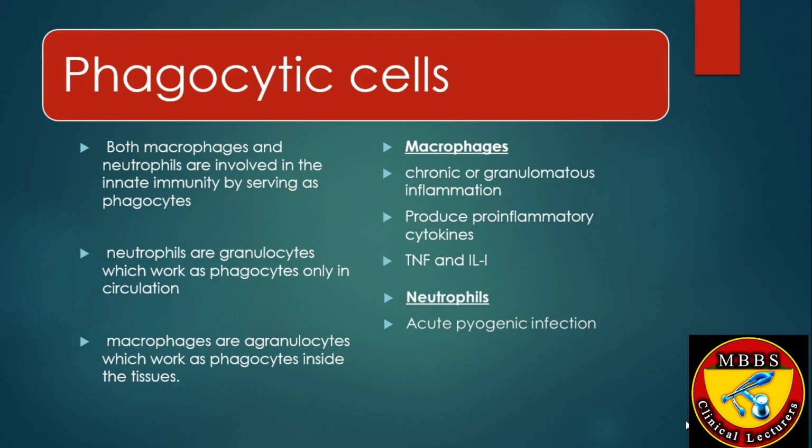The pro-inflammatory cytokines are those inflammatory mediators which will promote the inflammation. And important ones are interleukin 1 and tumor necrosis factor. Also, the neutrophils are responsible for acute pyogenic infection. So the role of phagocytic cells is also very, very important in the innate immune response.